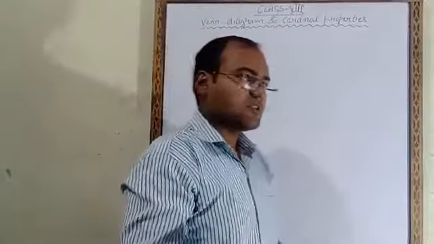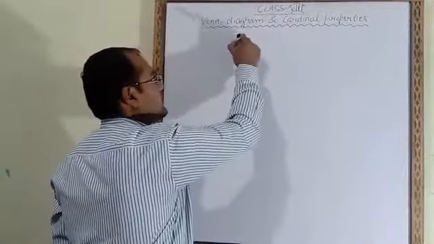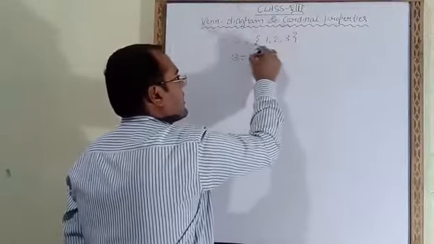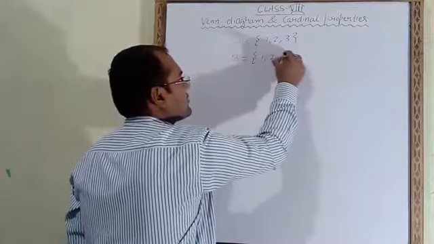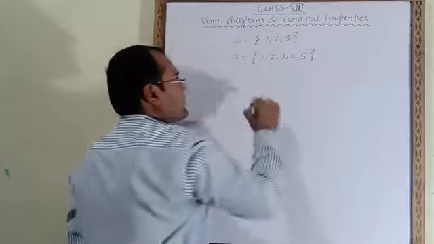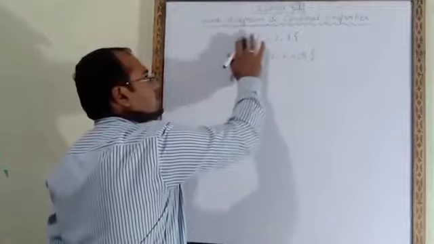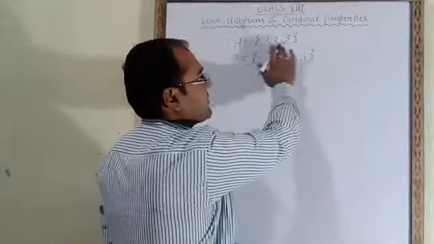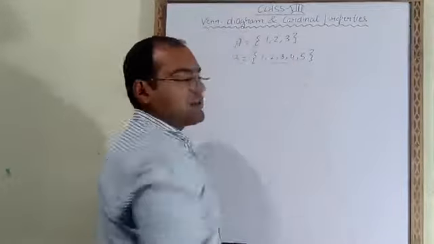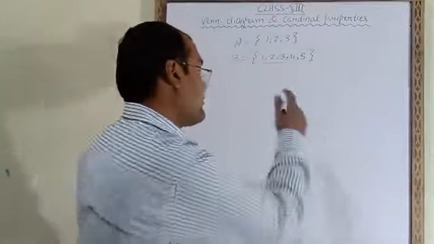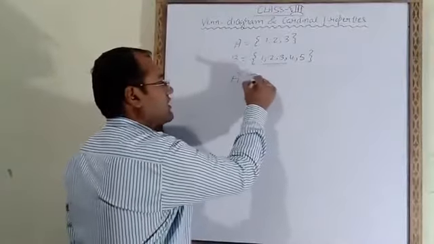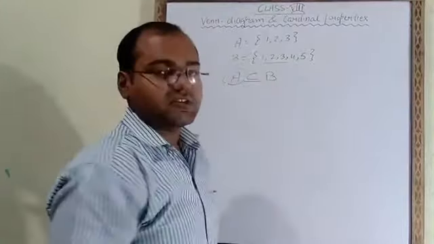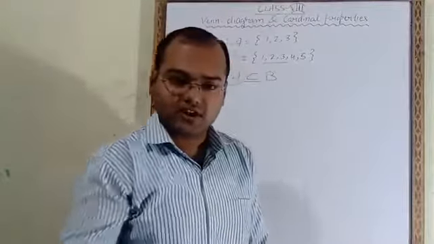Let's take one example. Suppose I have taken two sets A and B. A set's elements are 1, 2, 3 and B set's elements are 1, 2, 3, 4, 5. Two sets are given here, A set and B set. Here we observe that all the elements of A, 1, 2 and 3, are coming in B. So what will we say here? Here we will say A is a subset of B because A's elements are coming inside B.